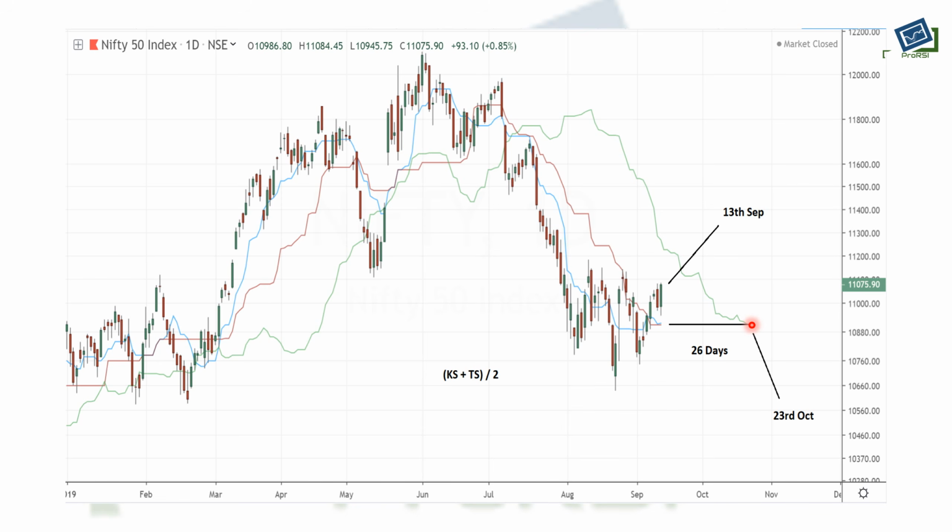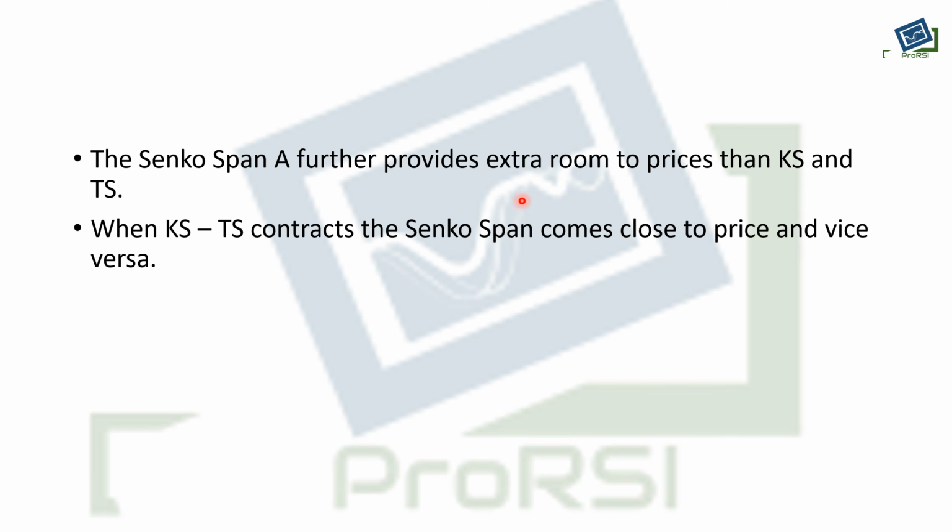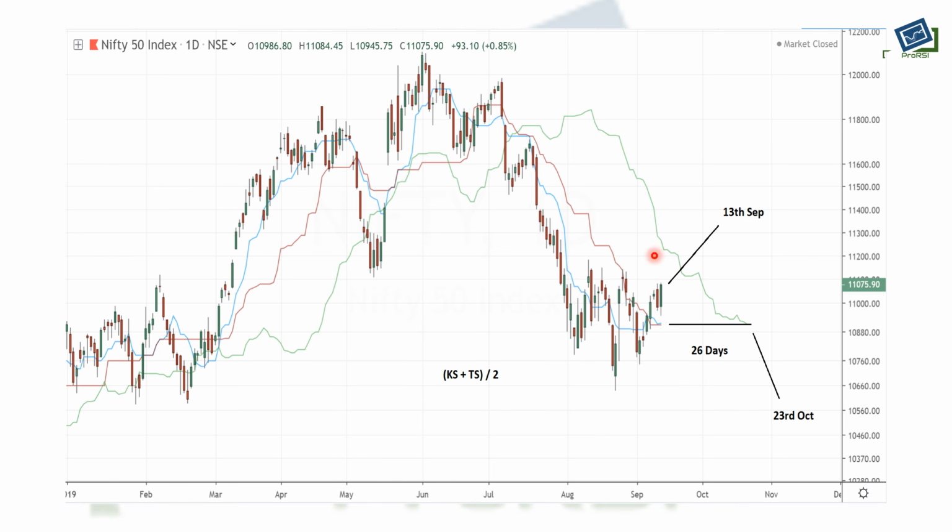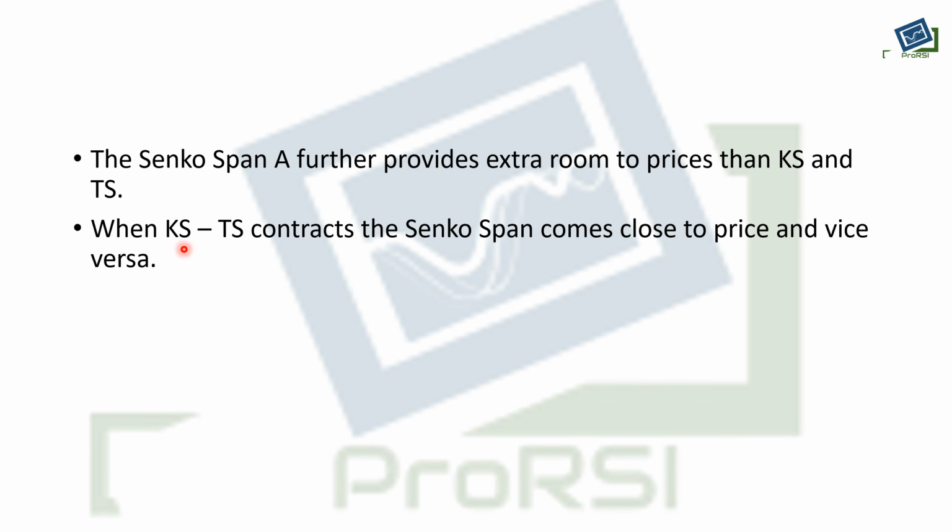We will discuss each and everything. Just give us some time, because if I am going to teach you something, be sure that you'll get everything inside out. I believe that whatever you are using, you should know it very deeply. So this is the way Senkou Span A is plotted. Senkou Span A provides extra room to the price compared with the KS and TS. You see, this is the KS and TS line, and they are quite close to the price, but Senkou Span is even further from the price.